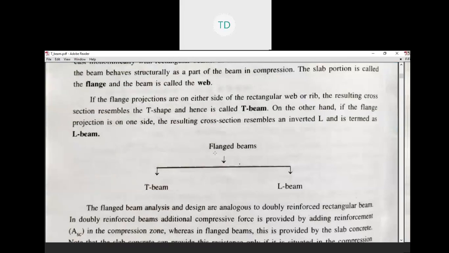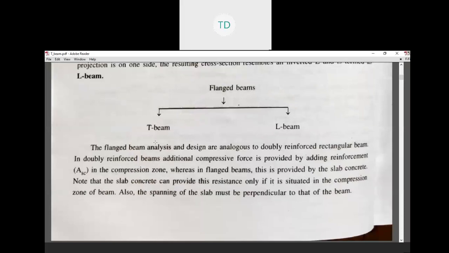On the other hand, if the flange projection is on one side only, with the slab at one end and no slab at the other end, we can't consider it a T, but it behaves like an L shape. That's why it is sometimes called an L-beam. Flanged beams are of two types, T-type and L-type, also called T-beam and L-beam.